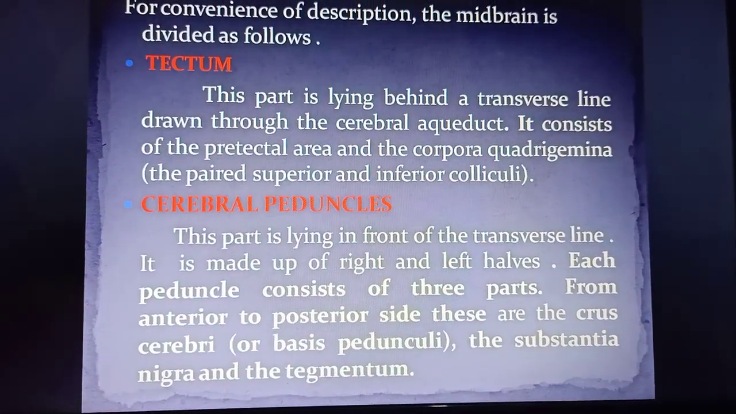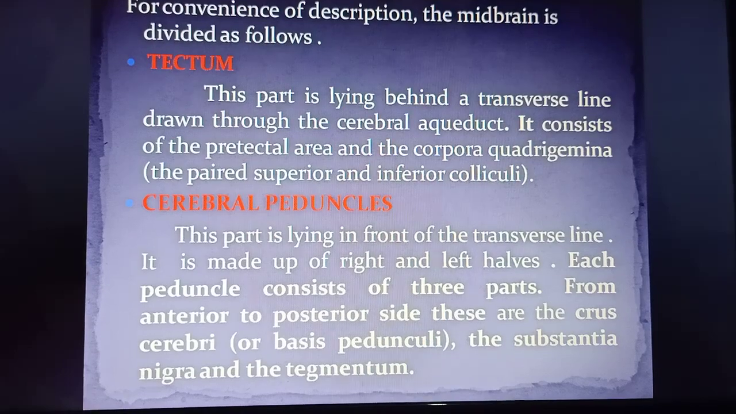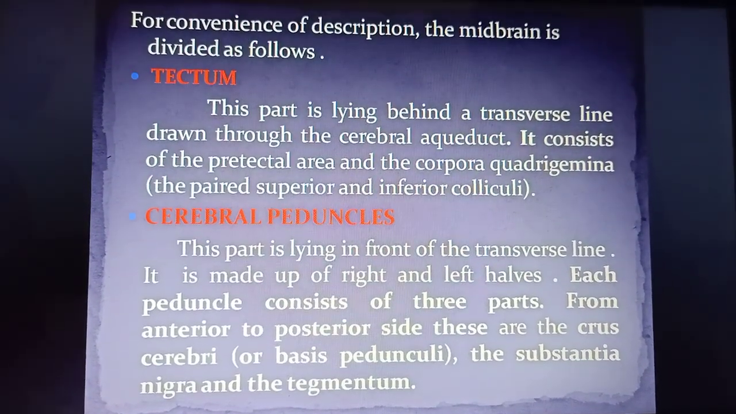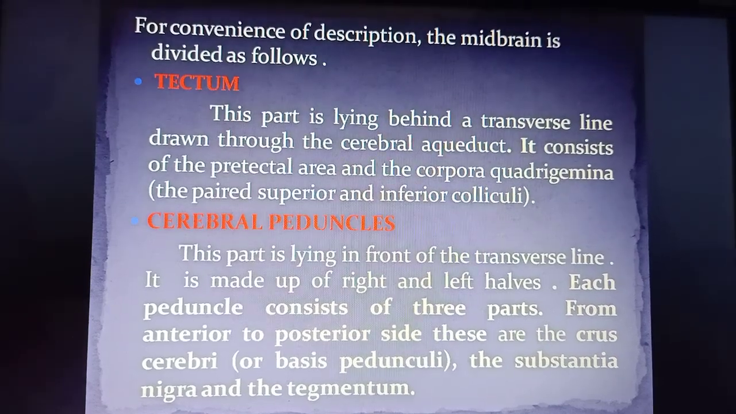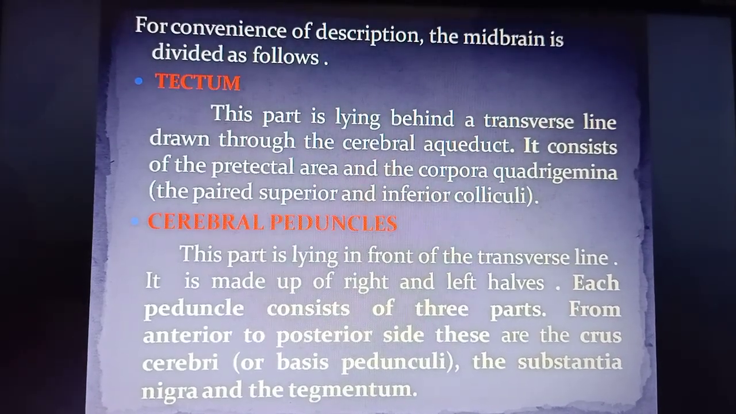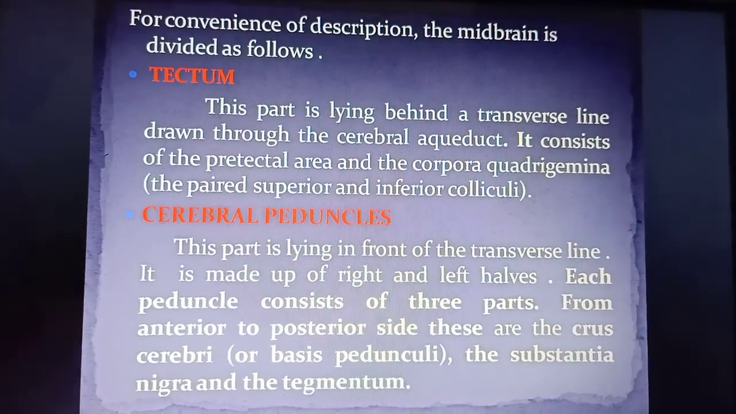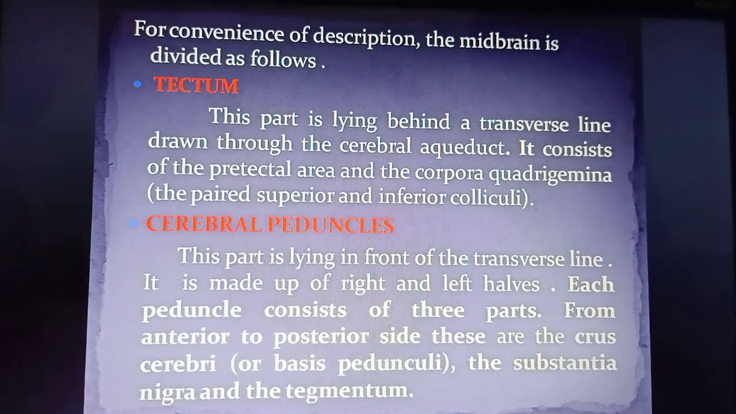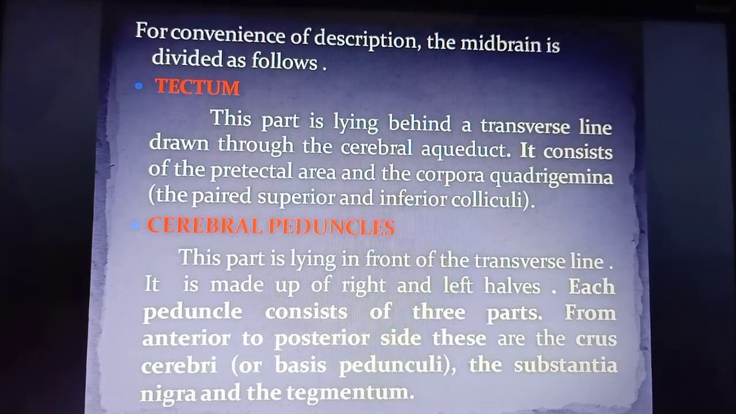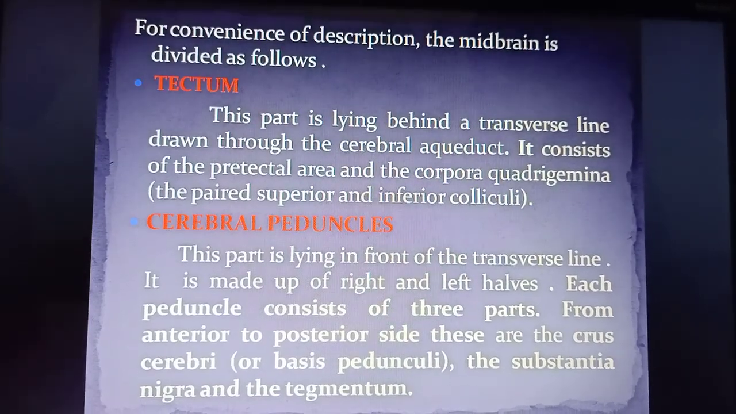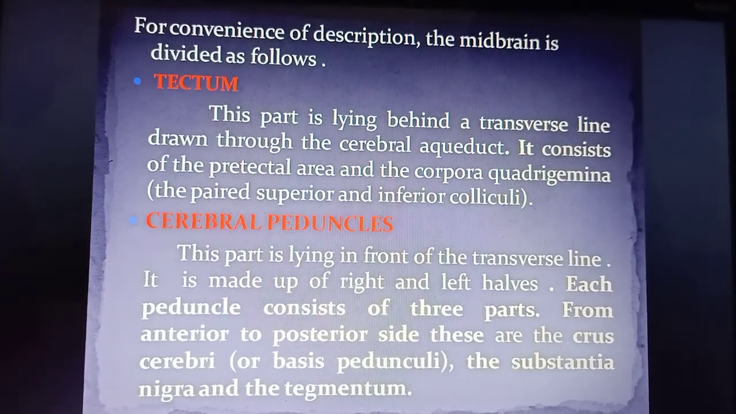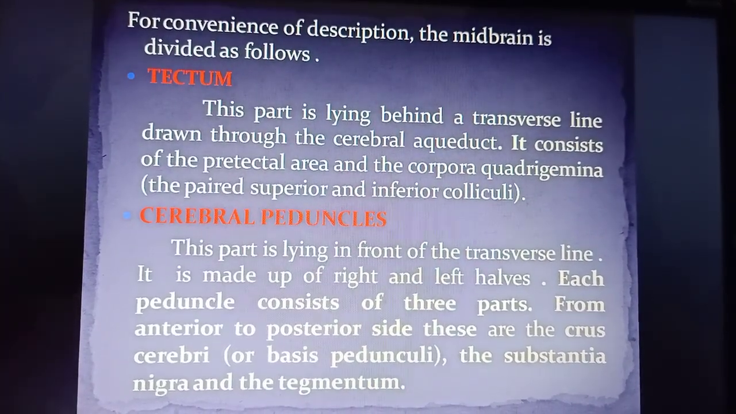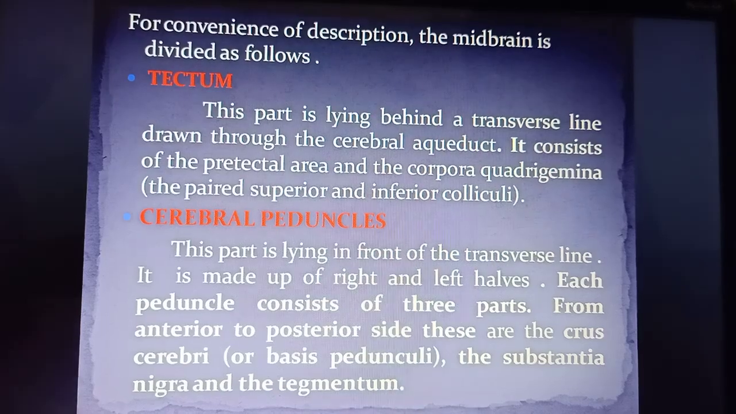For convenience of description, midbrain is divided into tectum and cerebral peduncle by a transverse line drawn through the cerebral aqueduct. Tectum: this part is lying behind the transverse line drawn through the cerebral aqueduct. It consists of pretectal area and corpora quadrigemina. Corpora means body and quadrigemina means 4 parts. That is, corpora quadrigemina is paired superior and inferior colliculi.